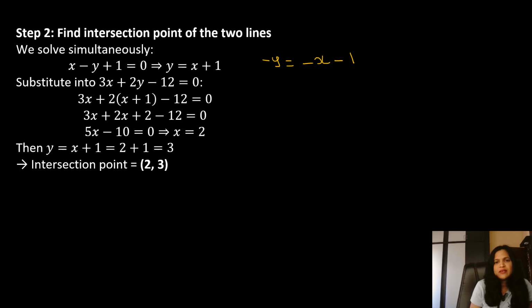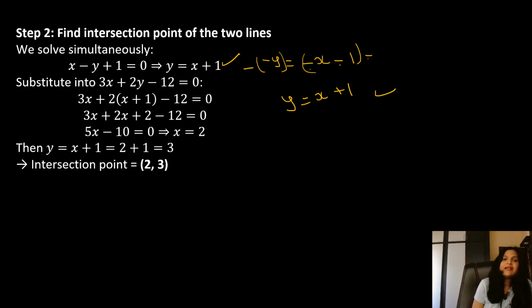Multiply the whole equation by minus on both sides, LHS and RHS. I'll write here only. So multiply by minus sign. What happens then? Minus into minus is plus, minus into minus is plus. Then y equal to x plus 1. This is your first equation, y equal to x plus 1.